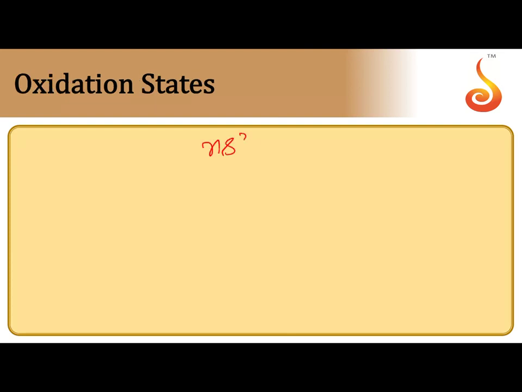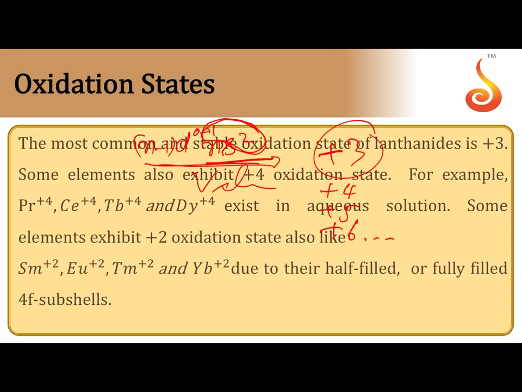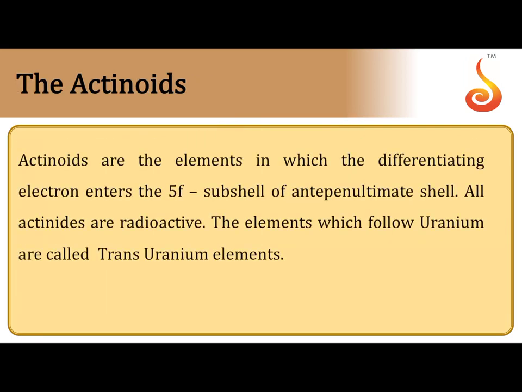Oxidation state: in lanthanides, ns2 electrons are definitely involved in bond formation. At the same time, (n-1)d electrons are also involved. These are considered valence electrons. That's why the common oxidation state exhibited by lanthanides and actinides is +3. Along with these electrons, (n-2)f electrons may also participate. That's why they exhibit variable oxidation states like d block elements, +4, +5, +6 and so on. Coming to actinides, it is the same.